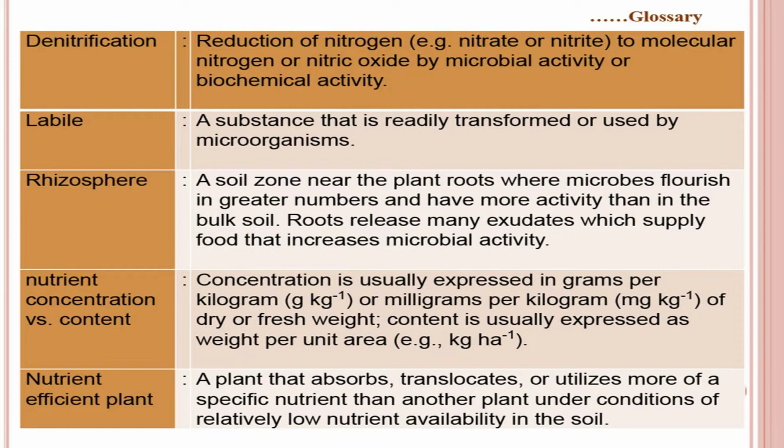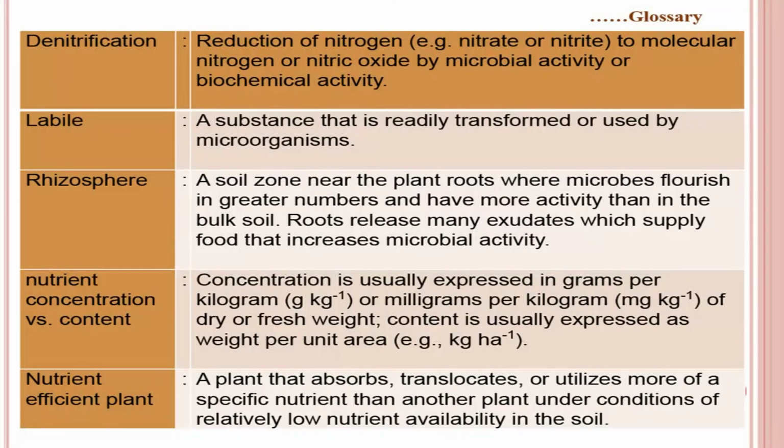Nutrient concentration versus content. Many times students get confused about what is the difference between nutrient concentration and nutrient content. They use them interchangeably. For example, if I express concentration of phosphorus in ppm, 20 ppm, I cannot express it in terms of kg per hectare. Kg per hectare will be content and this percentage will be the concentration because it is weight by weight. So, you can see concentration is usually expressed in grams per kilogram, means weight by weight, or milligrams per kilogram of dry or fresh weight, and content is usually expressed as weight per unit area.